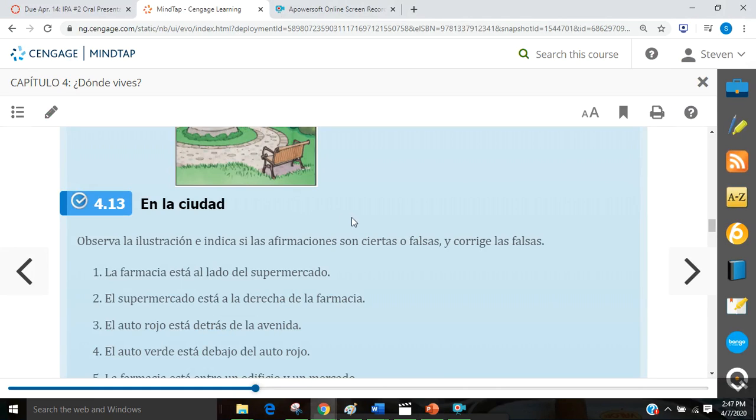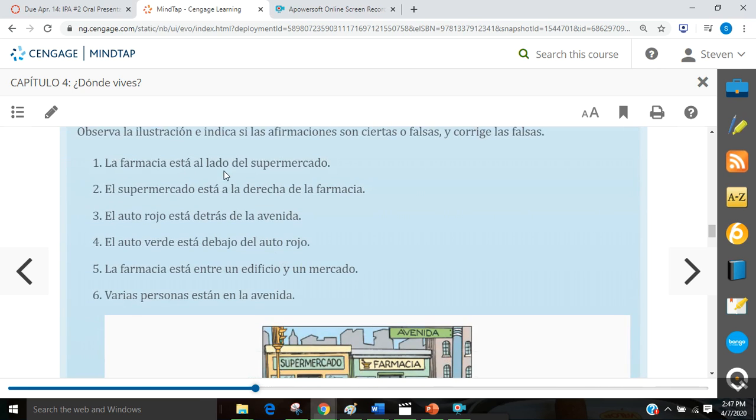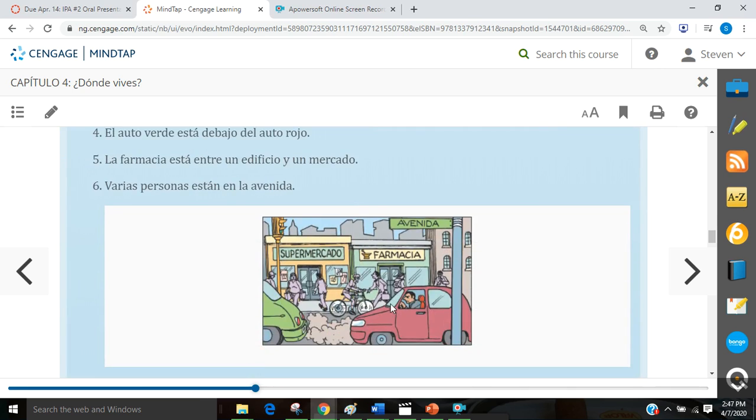Okay, MindTap has been slow today. Okay, it says, observa la ilustración e indica si las afirmaciones son ciertas o falsas y corrige las falsas. Okay, so what I'm trying to do is get to scroll down to the picture. The first sentence says, la farmacia está, okay, there it goes, la farmacia está al lado del supermercado. Aquí está la farmacia, aquí está el supermercado, y sí, está al lado del supermercado.